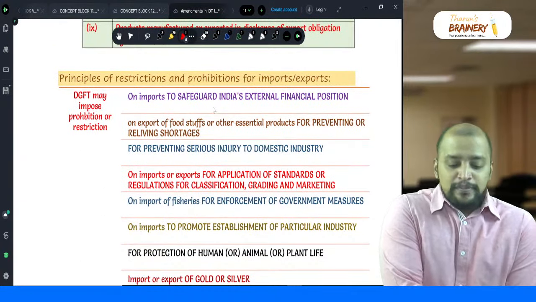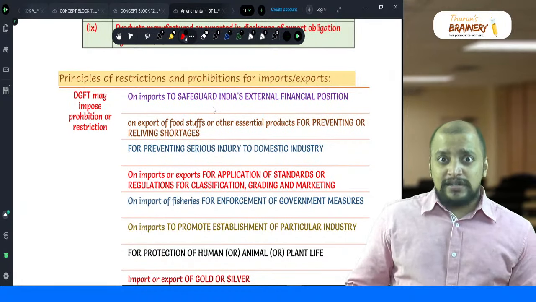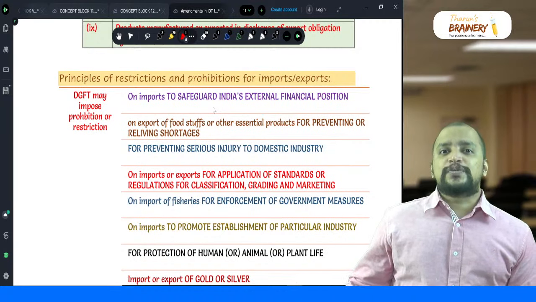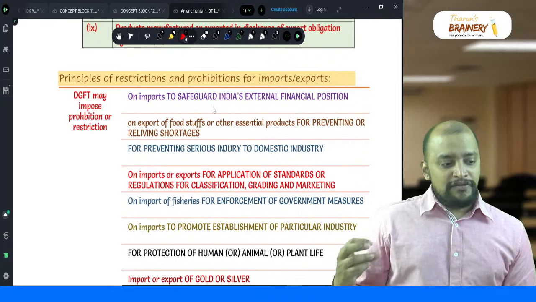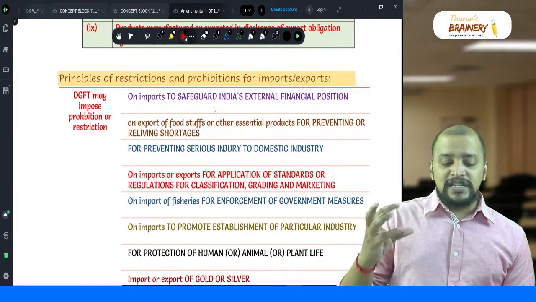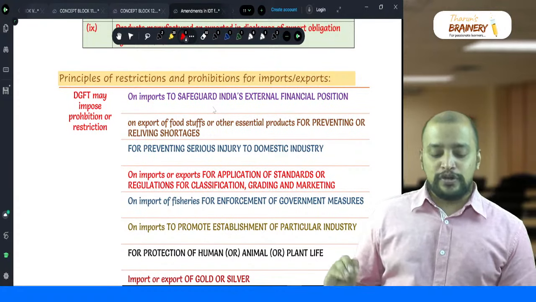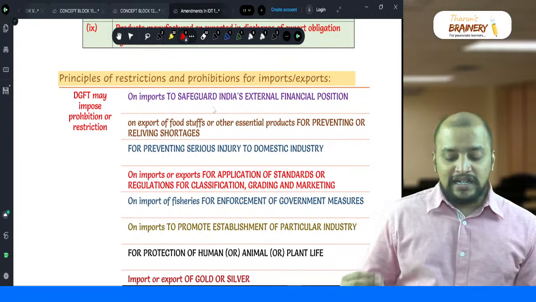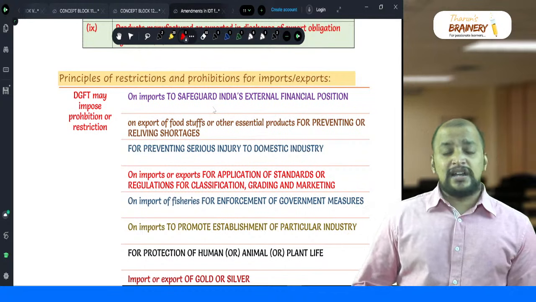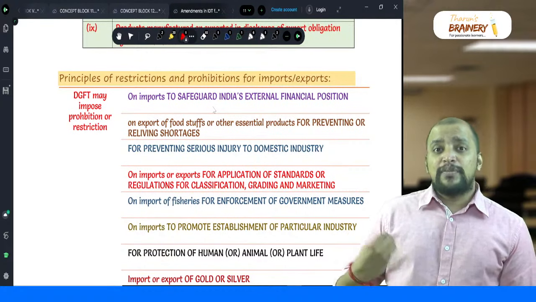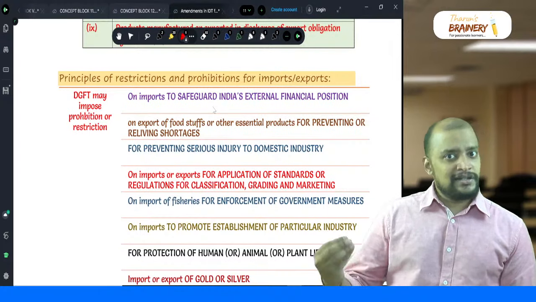Okay. Then principles of restrictions and prohibitions with respect to imports and exports. That is, there are some imports and exports which are prohibited. What are they? For that, they have given certain principles. So DGFT may prohibit import or export of an article to safeguard India's external financial position. If those goods are not prohibited, by importing those goods, the financial position of the country will deteriorate.